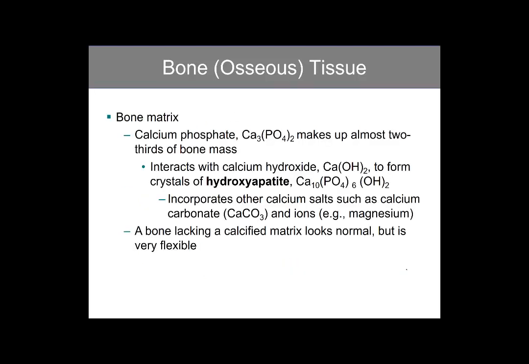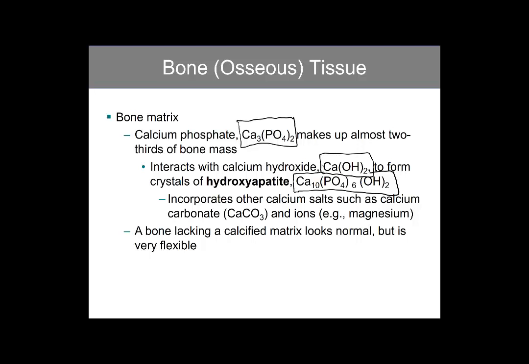The calcium salts found in bone, the majority of that would be calcium phosphate, and we see the formula for calcium phosphate here. They make up about 2/3 of the mass of bones. In addition to calcium phosphates, we also have calcium hydroxide as well as hydroxyapatite. So these are 3 different calcium salts that are found within the matrix of bone.